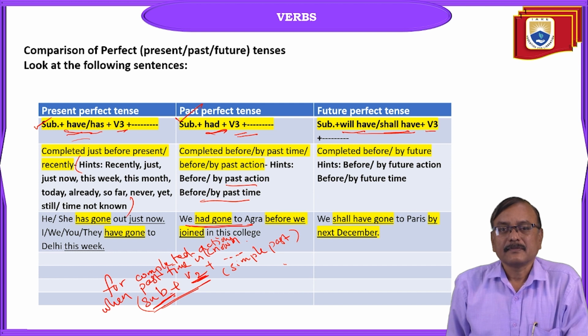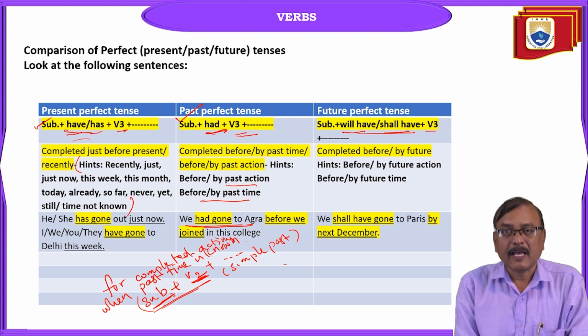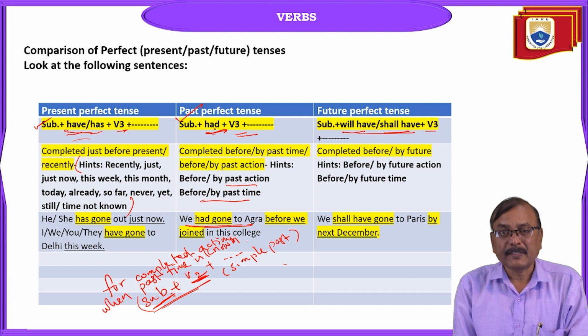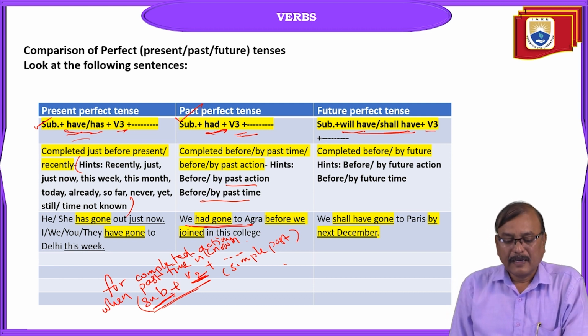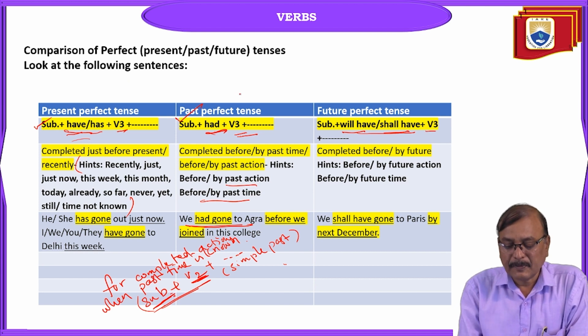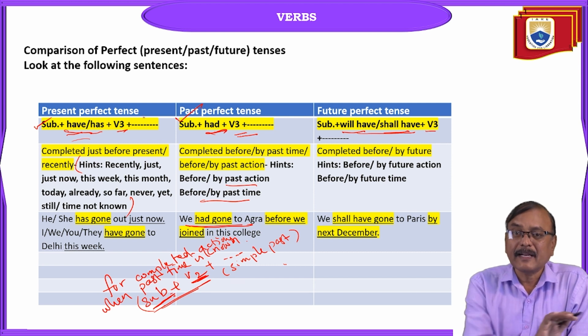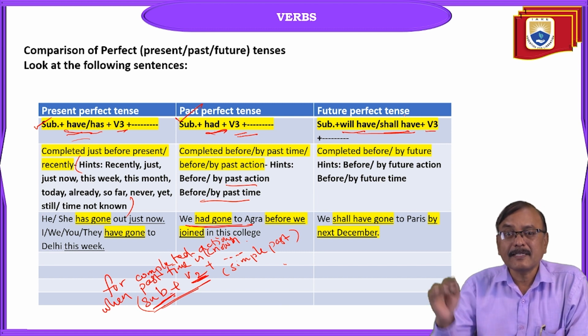These come under perfect tenses. In perfect tenses, main verb will be always V3 form. In present perfect, we use have or has plus V3. In past perfect, had plus V3. In future perfect, will have or shall have plus V3. This is the structure actually. Now here, let us see some examples. This present perfect, past perfect and simple past, these three are used for completed actions only. And future perfect is also used for completed actions before future time.